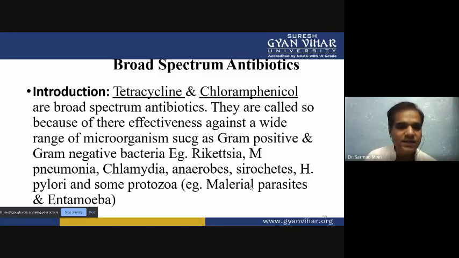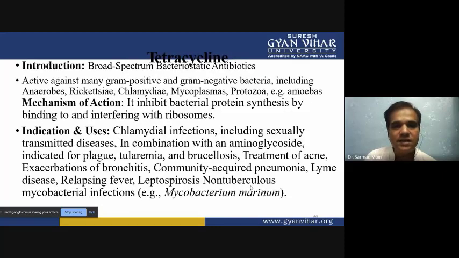Rickettsia, pneumonia, chlamydia, anaerobes, spirochetes, and H. pylori, and some protozoa like the malarial parasite and amoeba, are all sensitive to tetracycline and chloramphenicol. So first we will start with tetracycline.